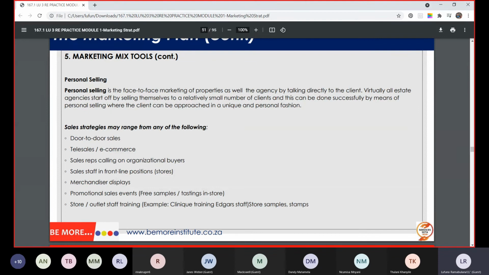Sales strategies may range from the following: door-to-door sales. Now, what happens to that in the midst of now that we are in COVID? Telesales or e-commerce, sales rep calling on organizational buyers, sales staff in frontline positions like in stores, merchandise displays, promotional sales events, free samples, testing in store, store outlets or staff training, examples, clinic training, store samples and stamps and things like that.